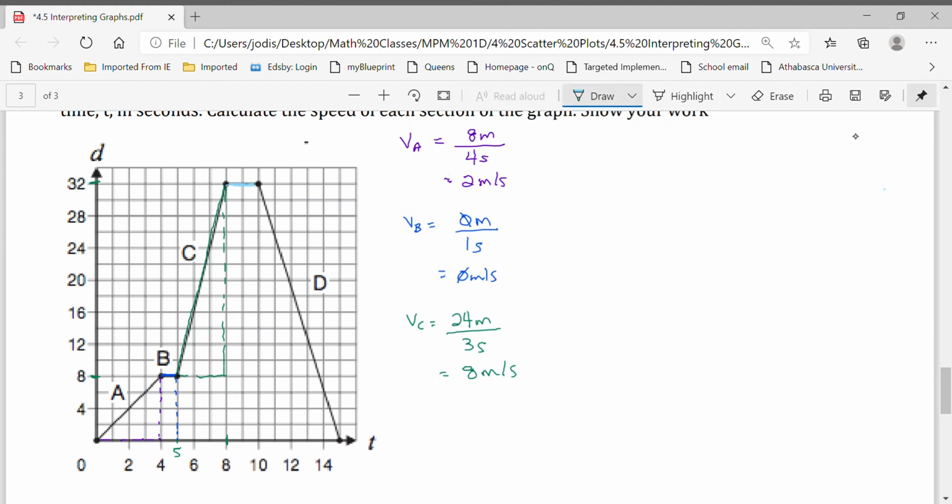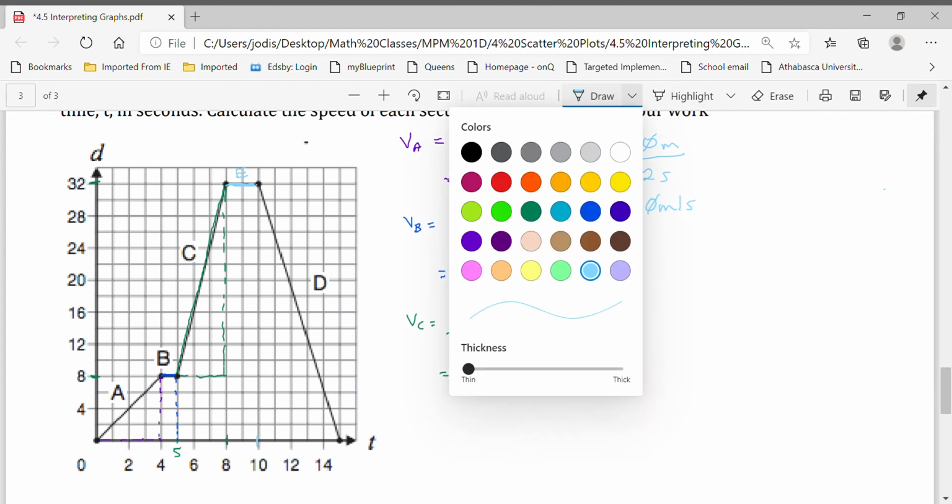Okay, so then up here, we've got V with, oh, we forgot a letter, so I'm just going to label this E. We've got VE. Again, the squirrel stopped, so 0 meters, and did so for 2 seconds. So we've got 0 meters per second.